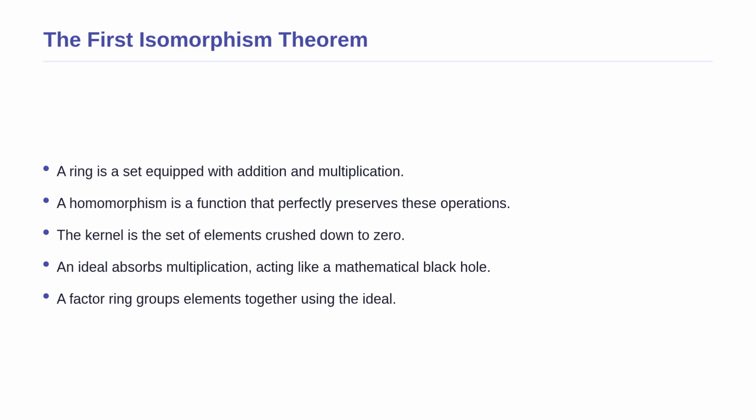To understand it, we must define a few terms. A ring is a mathematical set equipped with addition and multiplication. A homomorphism is a function between two rings that perfectly preserves how those operations work. The kernel is the specific set of elements in the first ring that the function crushes down to zero. This kernel acts like a mathematical black hole, making it an ideal. Finally, a factor ring is a new ring made by grouping elements together using that ideal.